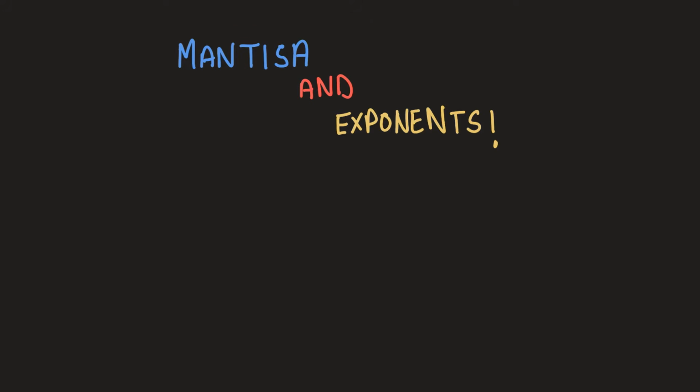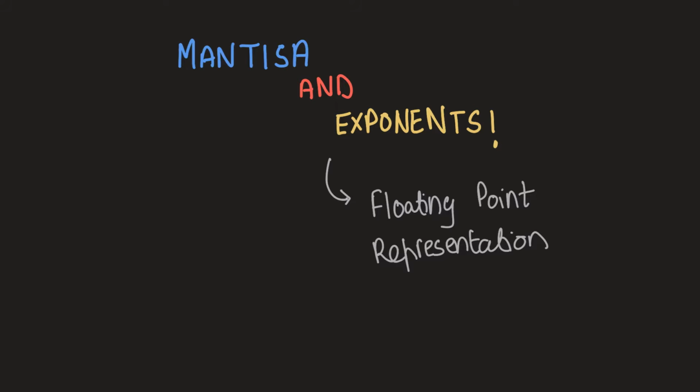Hey everyone, so today I'd like to explain a very interesting topic to you called Mantissa and Exponents. Mantissa and Exponents are a form of floating point representation, which means it is used to show real numbers in exponential form.